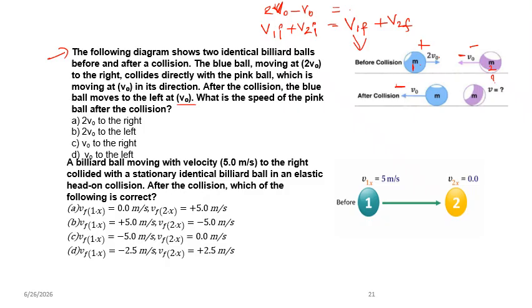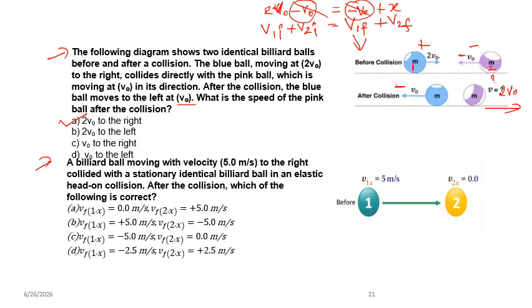Now again, what will be V1F? V1F is minus V, minus V0. And V2F we do not know, this is X. Look at the left side and the right side, we have minus V0. They cancel each other. So finally X is equal to 2V0. In which direction? To the right side. So 2V0 to the right will be the correct answer.